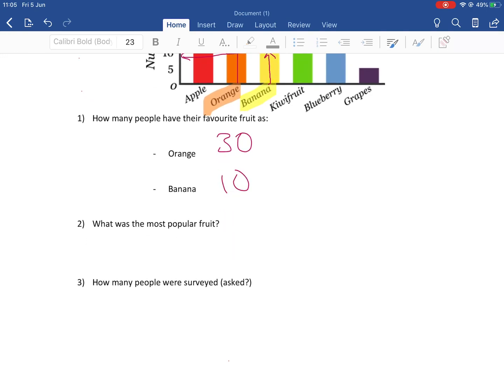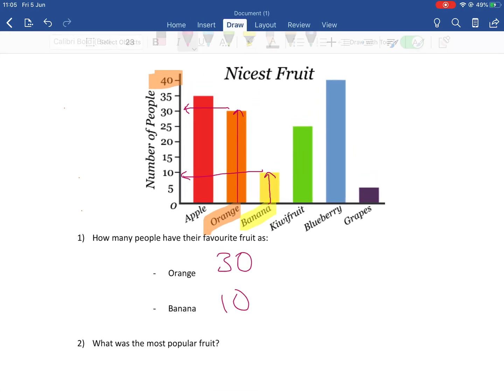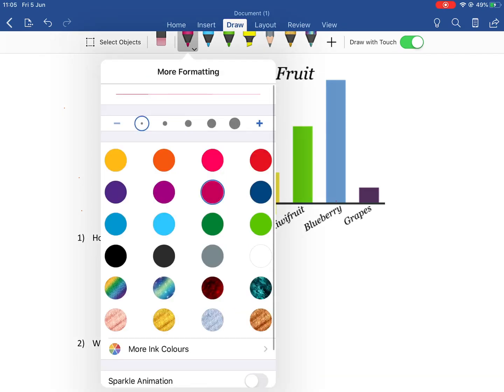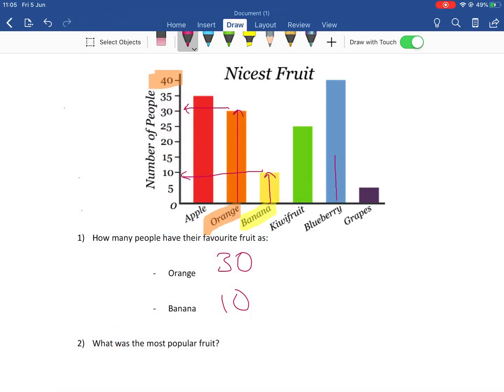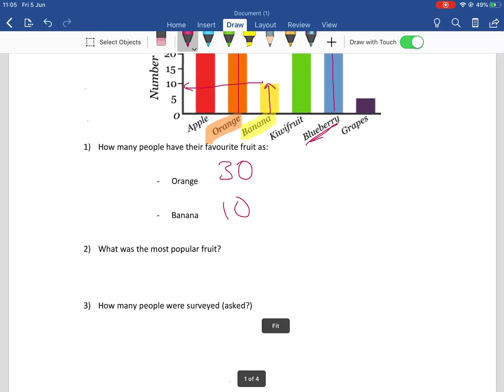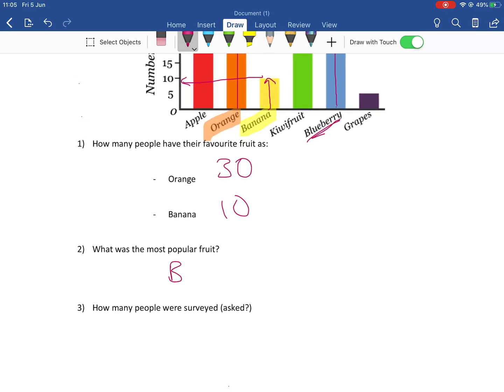Question 2, what is our most popular fruit? So basically what this is saying to us is what is the highest line, which you can tell pretty easily on this one. The highest line is this big one here, which is going all the way up to 40. You can see it's nice and clearly higher than the rest. And this is for the fruit blueberry. So this is telling us that blueberry is our most popular fruit because it is the highest line.